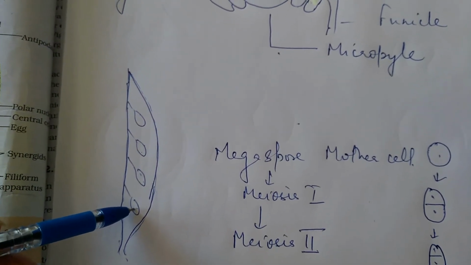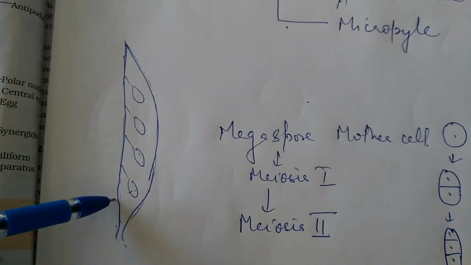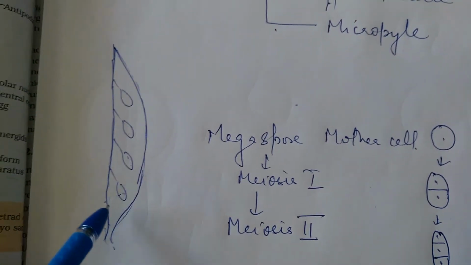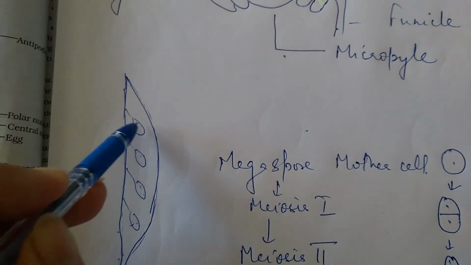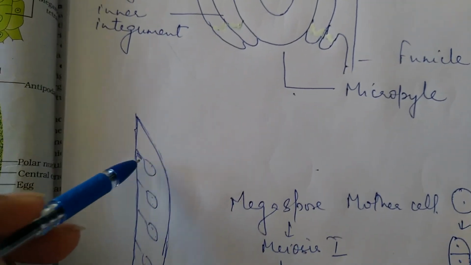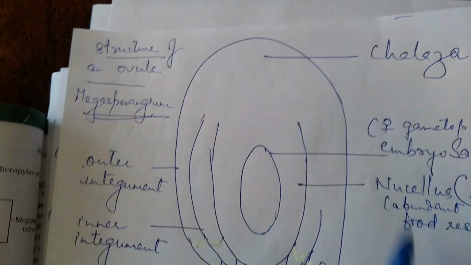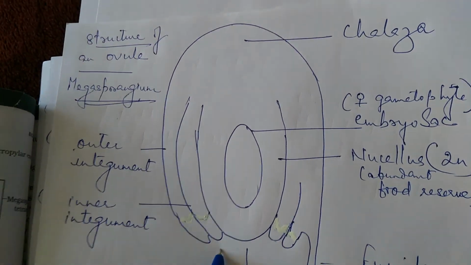So the position of ovule can be seen within any fruit. For example, I am showing you pea. In pea plant, these are ovules. Okay, so how they are attached, this is called funicle. Now coming to the structure of this ovule, because ultimately this complete ovule is going to be converted into seed.